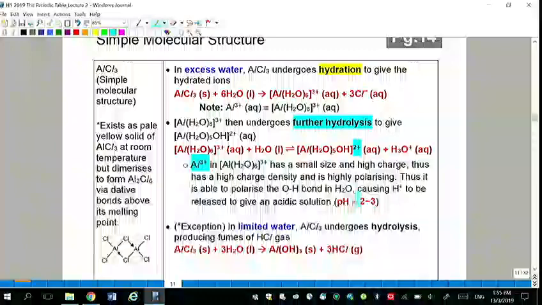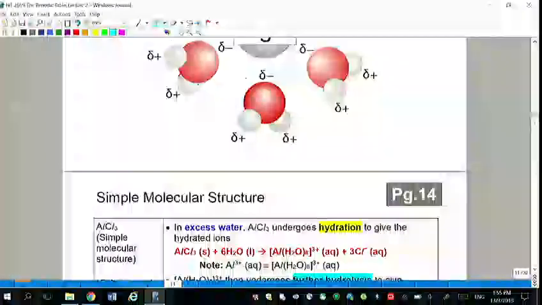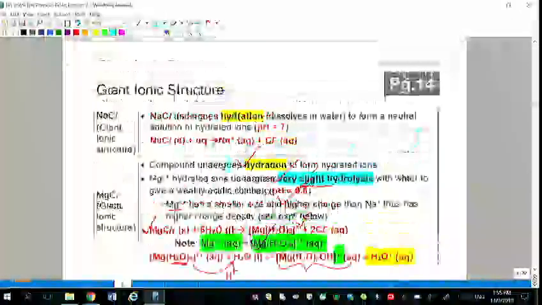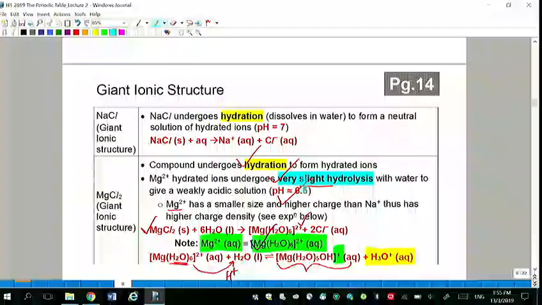Why is it that when you dissolve aluminum chloride as compared to magnesium chloride, aluminum chloride solution is more acidic? Why? Look at the Al3+. Al3+ has a higher charge density as compared to Mg2+. So that is why it is able to undergo further hydrolysis. Whereas for Mg2+, with your water molecule, it is only able to undergo slight hydrolysis. So the difference is because of the charge density of your cation.